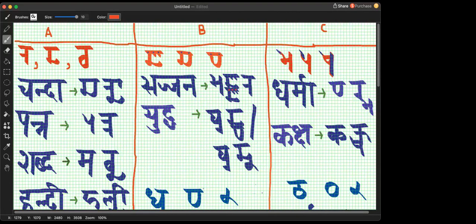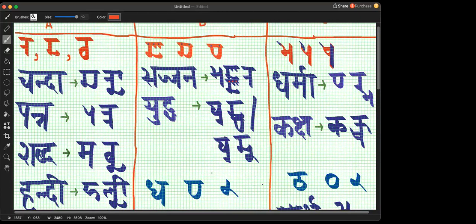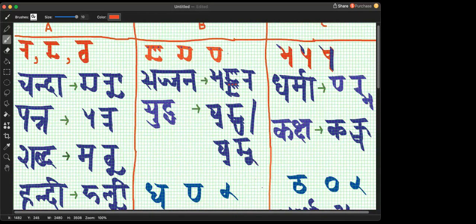Ma'am, in respect of category B, are the letters written below on the left side, center, or right? In category B, it is written at the very center, straight below. In category A, since we are not writing Shiroreka, it will use the same danda at the bottom as whatever danda is there on the top. In category C, these are written on the right side.